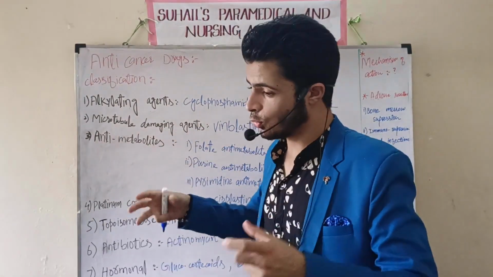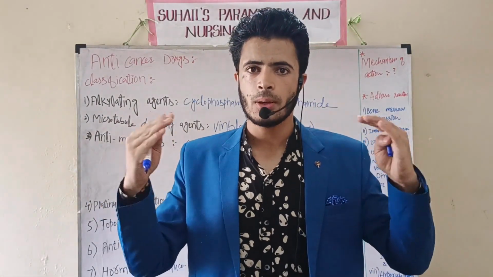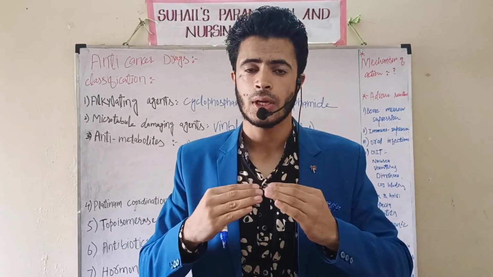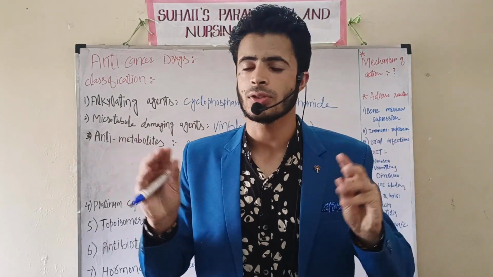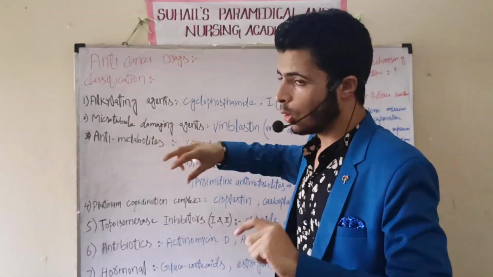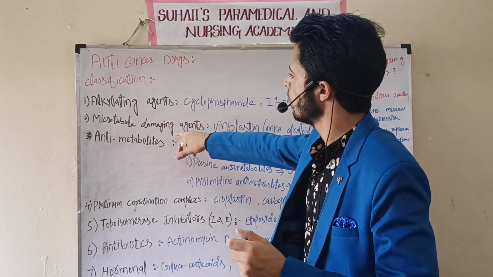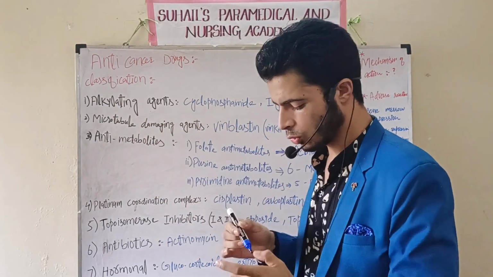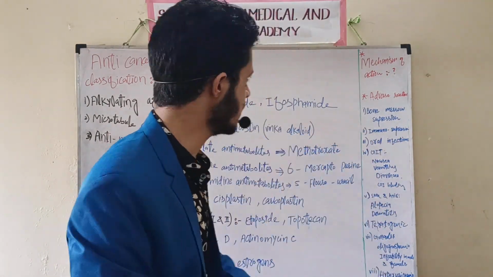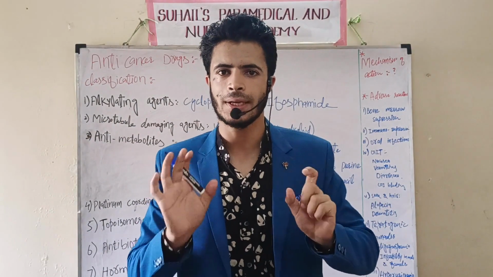We can attack during cell division. I already told you, during cell division there is formation of microtubules and microfilaments when there is separation of DNA during the anaphase. So we can use substances which can prevent microtubule formation. I will explain that one way. There are different types, so first of all we have to remember the classification of anti-cancer drugs.